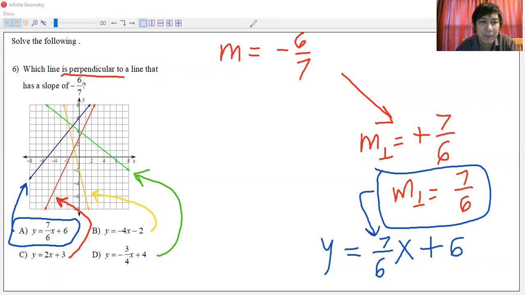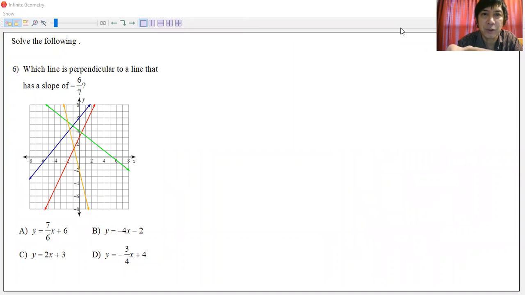So how about verifying our answer? You can see the tiny asterisk in front of the letter A, that indicates that that is the answer. So let's continue with the next. Let's continue with number 7. Let me clear the screen.